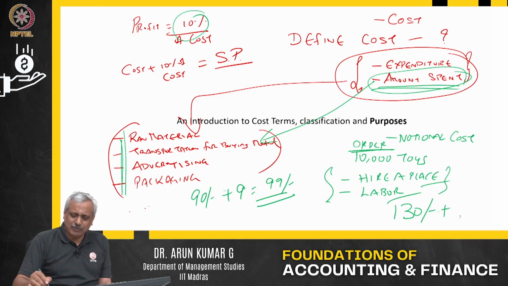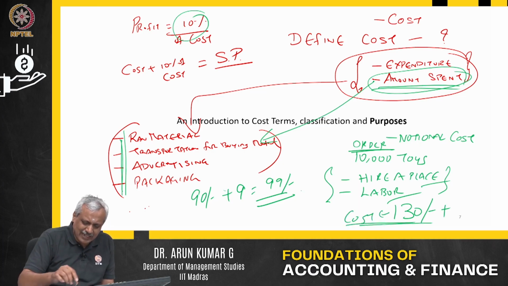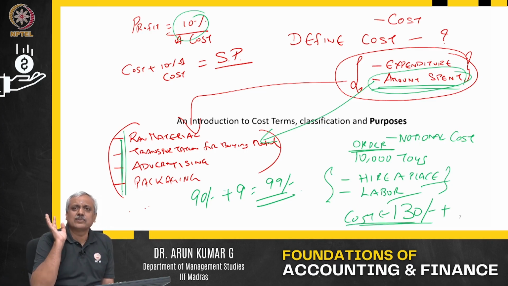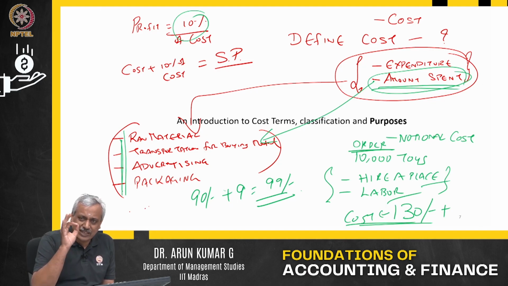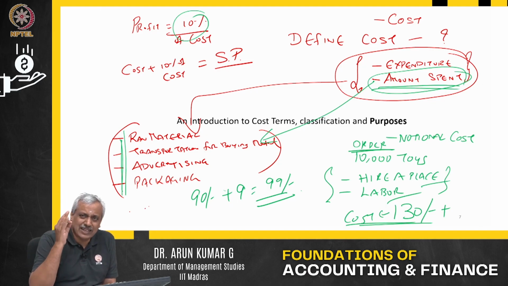And then I have to have a markup. This is only my cost. So, I know that if I sell it at 99 rupees, I will be incurring a loss, miserably incurring a loss of 31 rupees for every toy that I am selling. Imagine for 10,000 toys, what is the loss?